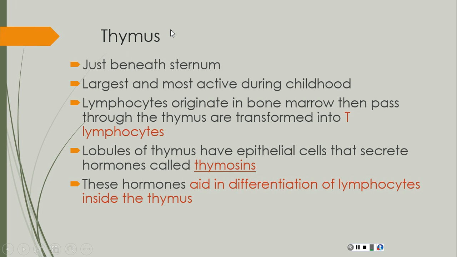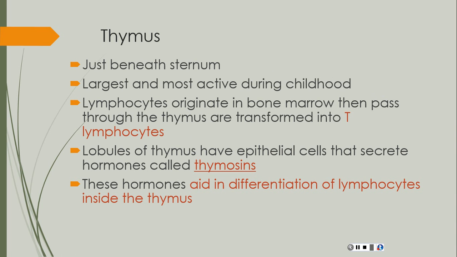I want to take a look at the thymus. The thymus lies just beneath the sternum, right in front of the heart, and it's largest and most active in childhood. The lymphocytes that originate in the bone marrow pass through the thymus and are transformed into T lymphocytes. If you want to remember that, just think of T: thymus starts with T, so T lymphocytes in the thymus.